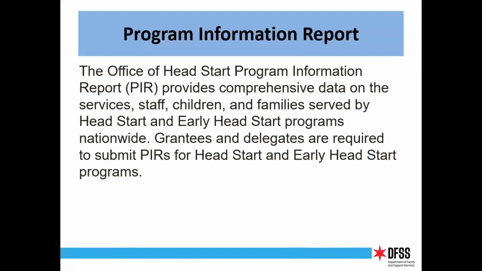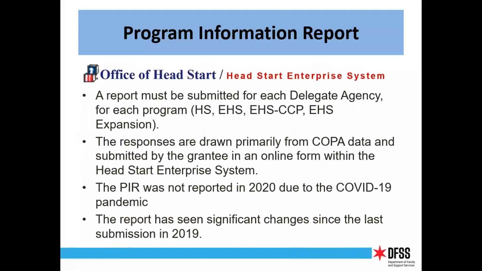The Head Start Program Information Report is a comprehensive report that is submitted to the Office of Head Start annually, again, except for 2020. And it provides comprehensive data on services, staff, children, and families served in Head Start and Early Head Start programs. So grantees and delegates all need to have a submitted PIR every year.